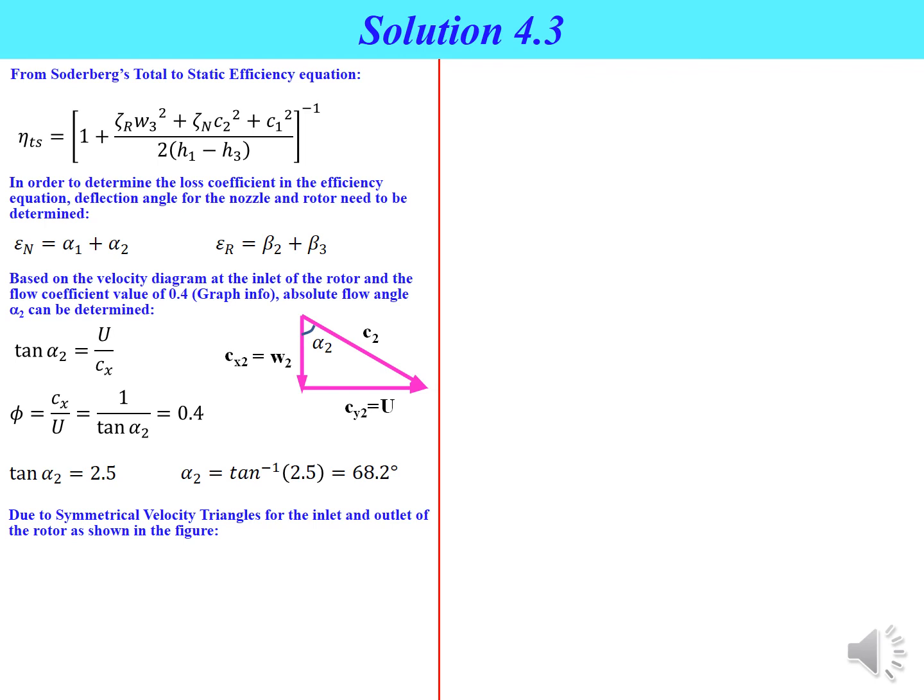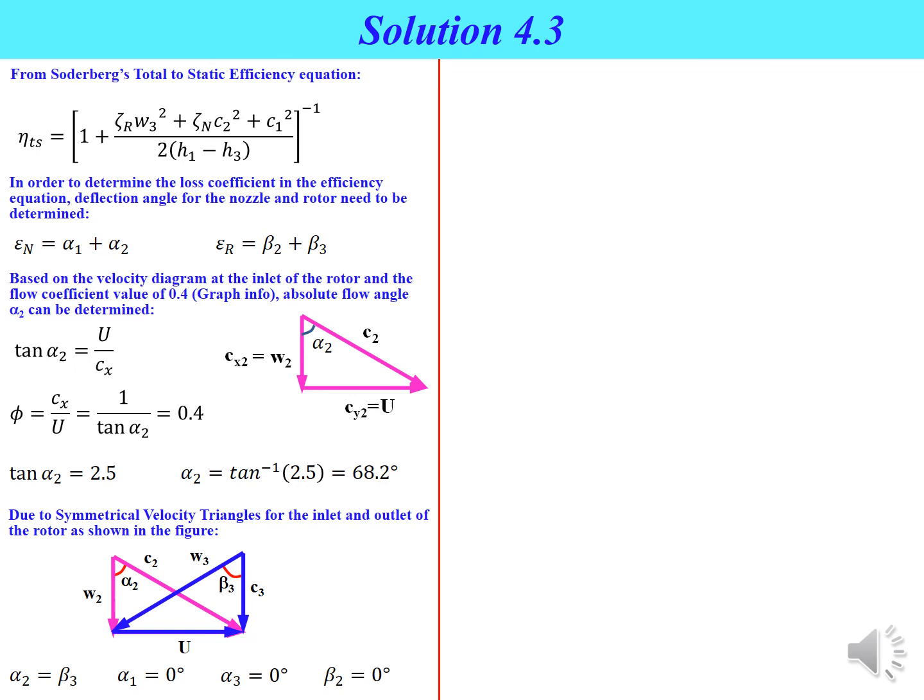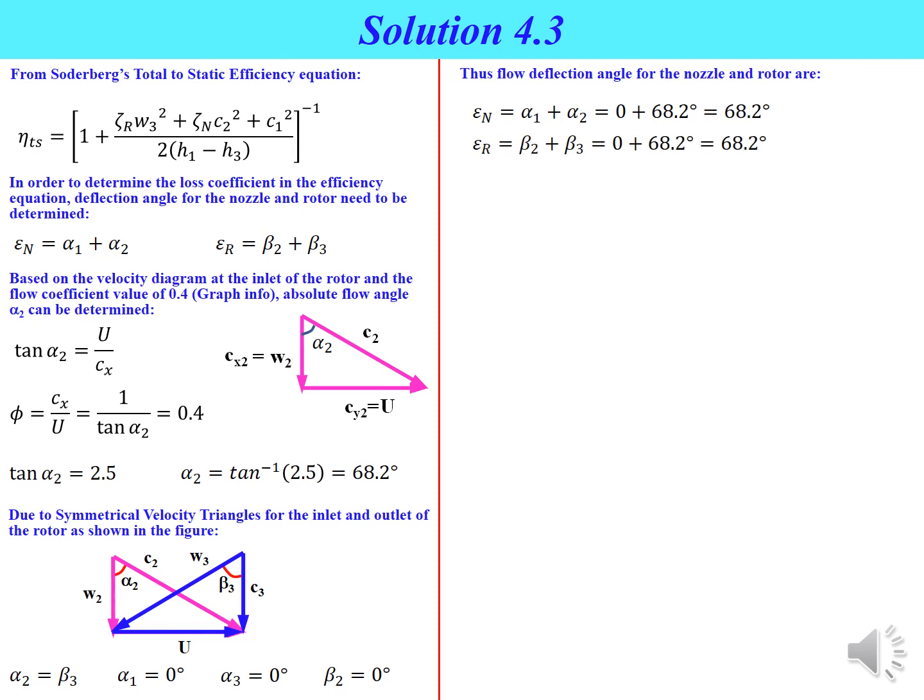Due to the symmetrical velocity triangle or diagram for the inlet and also outlet of the rotor as shown in the figure, we can conclude that alpha 2 equal to beta 3, alpha 1 equal to 0 degree, alpha 3 equal to 0 degree, and also beta 2 equal to 0 degree. Thus, flow deflection angle for the nozzle equal to 68.2 degrees, deflection angle for the rotor also equal to 68.2 degrees.